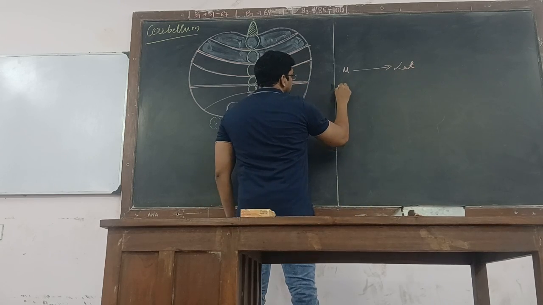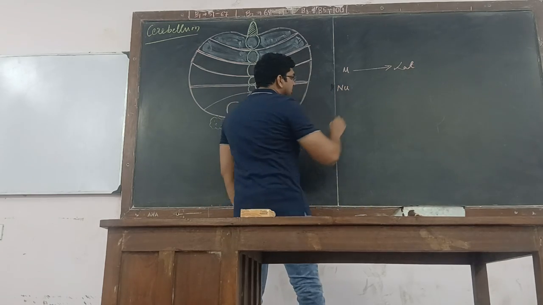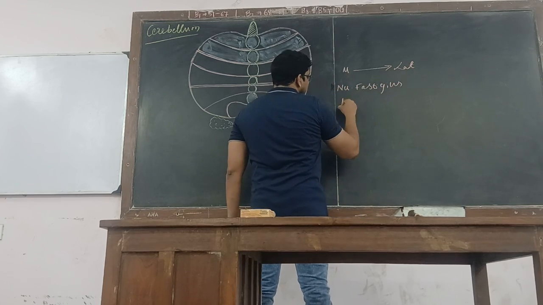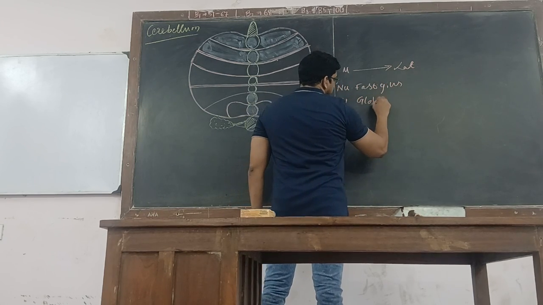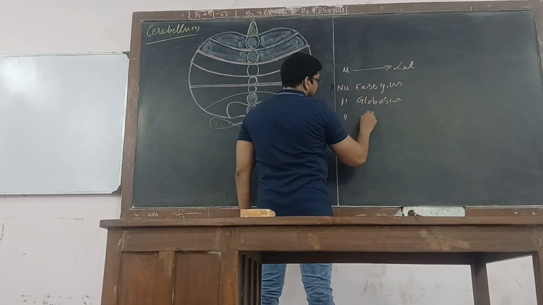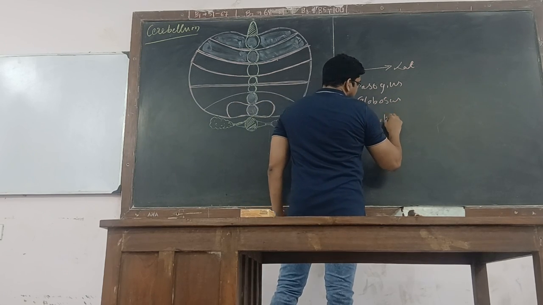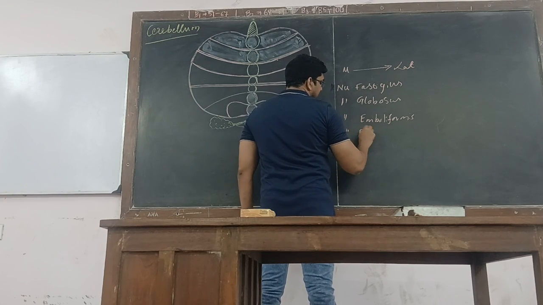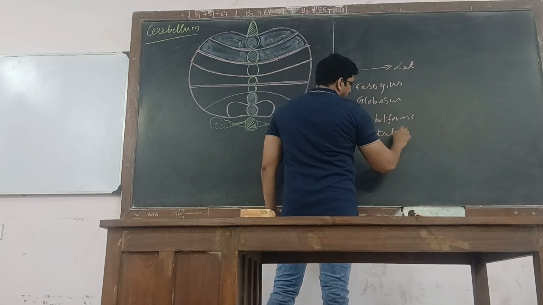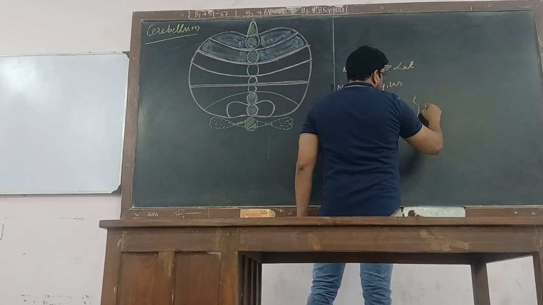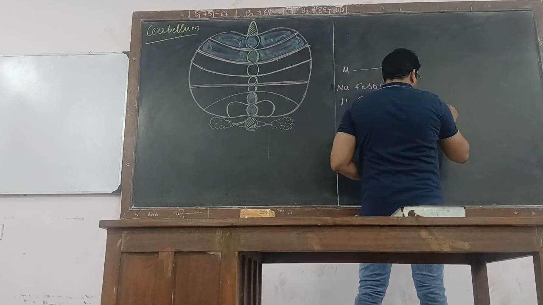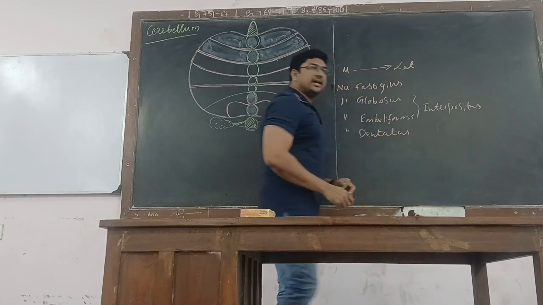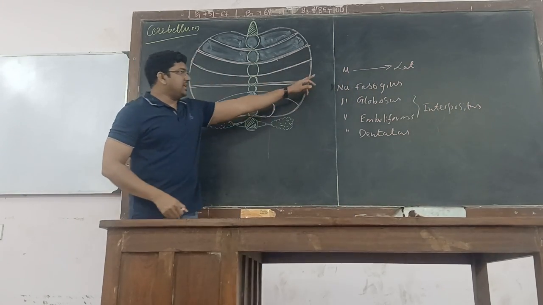Fastigial nucleus, exactly. Fastigial. Then globose nucleus, followed by emboliform nucleus. And then followed by the dentate nucleus. These nuclei you are supposed to remember all the way from medial to lateral direction.